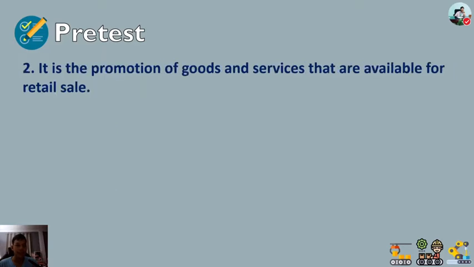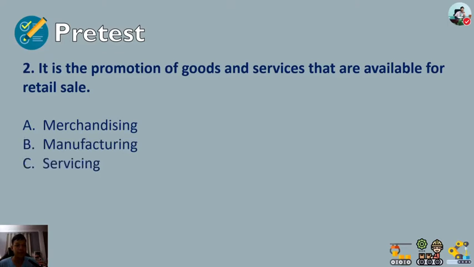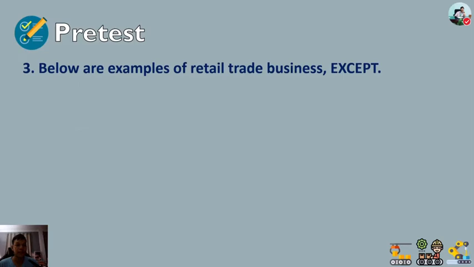Number 2, it is the promotion of goods and services that are available for retail sale. A. Merchandising. B. Manufacturing. C. Servicing. Or D. Trading. The right answer in number 2 is merchandising. Now let's proceed to number 3.